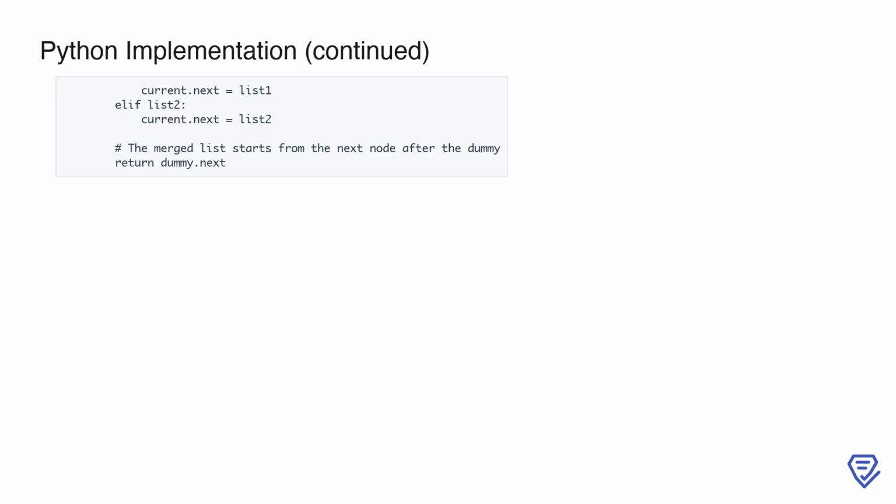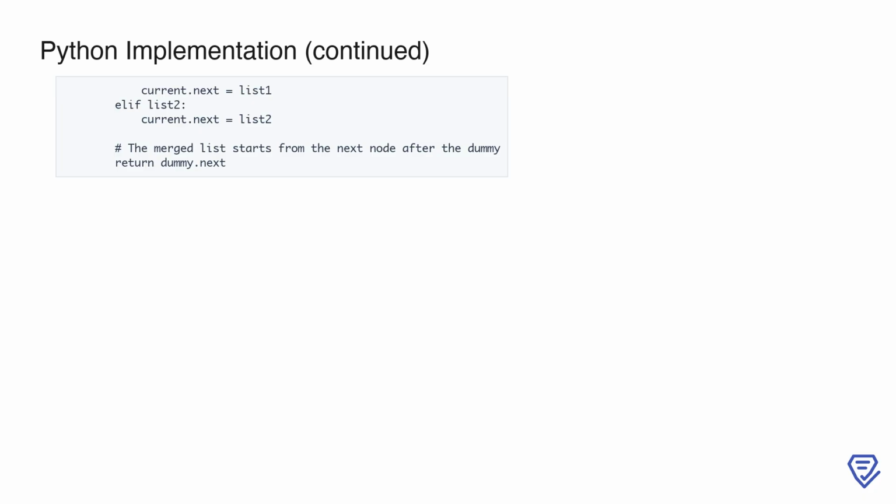Once the while loop ends, it means one of the lists has been fully traversed. At this point, we check if there are any remaining nodes in list 1 or list 2. If list 1 still has nodes, we directly append them to the merged list by setting current.next to list 1. Similarly, if list 2 has remaining nodes, we append those to the merged list by setting current.next to list 2. This ensures that all nodes from both lists are included in the final merged list.